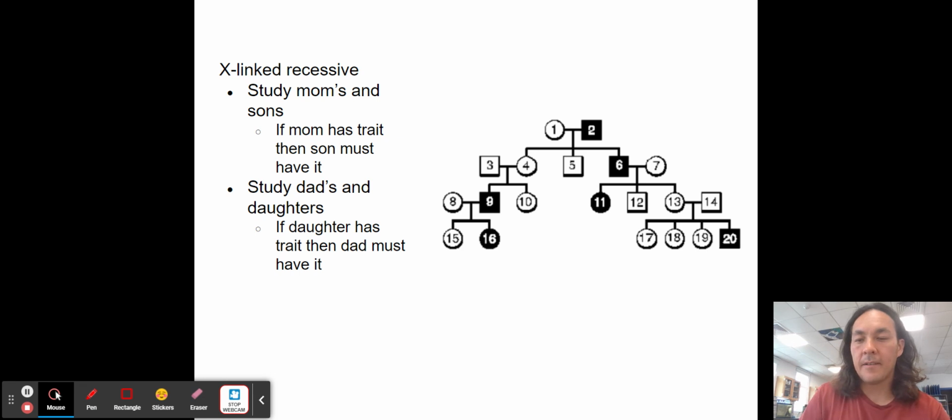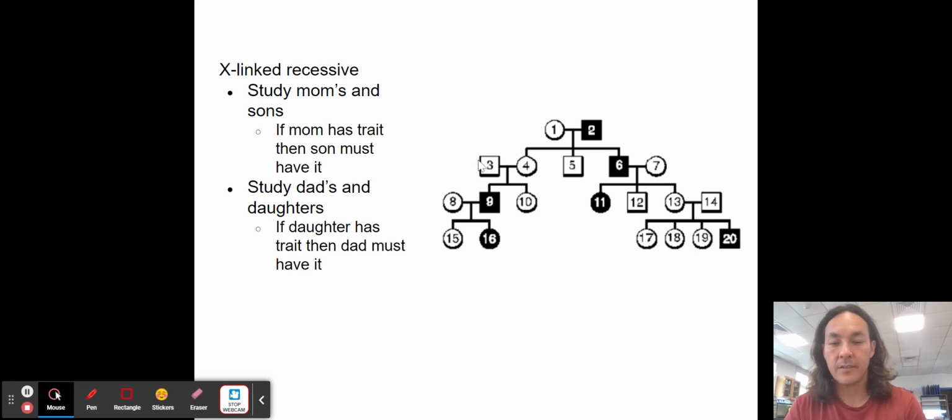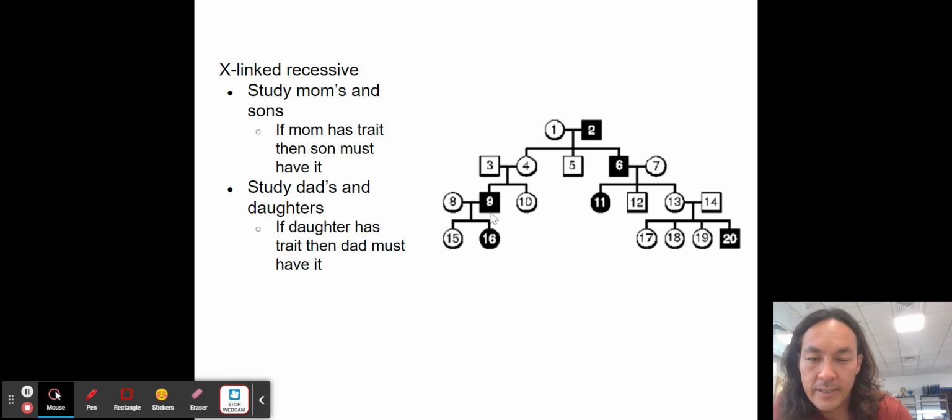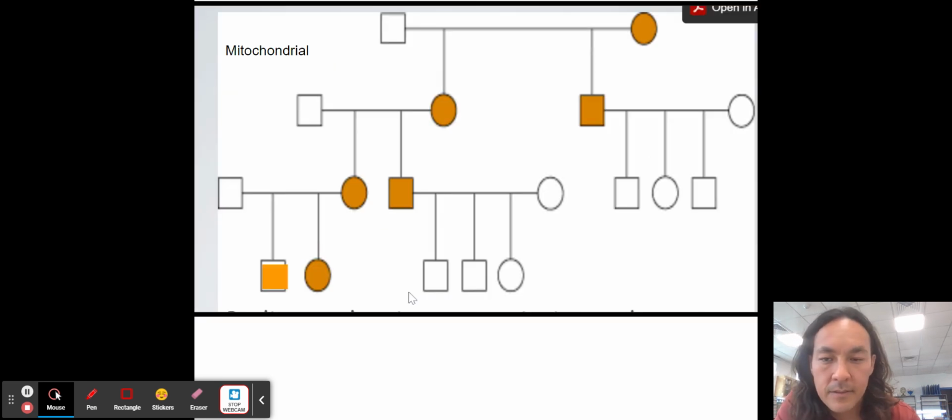So here is an X-linked recessive. So let's see if it fits the pattern. Does it skip a generation? Yes, it skips a generation. So therefore, we know it's recessive. It doesn't have to skip a generation to be recessive. That's just a clue, a giveaway. Let's look at moms and sons and dads and daughters. So here's a dad and daughter. Dad has it. Daughter has it. Let's look for any moms and sons. Oh, we don't have any on here. Okay? So this could be X-linked recessive.